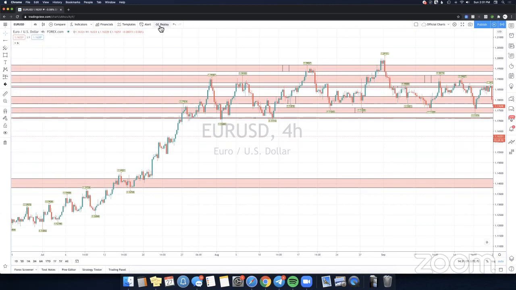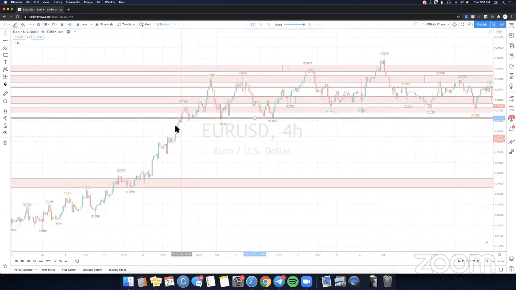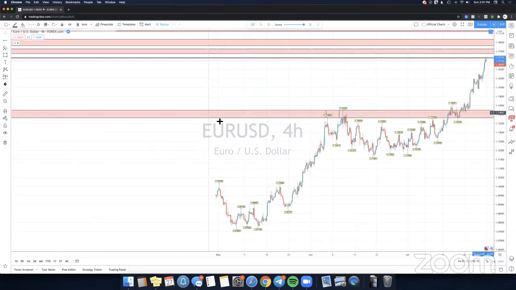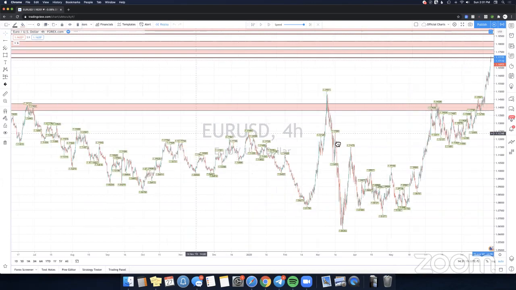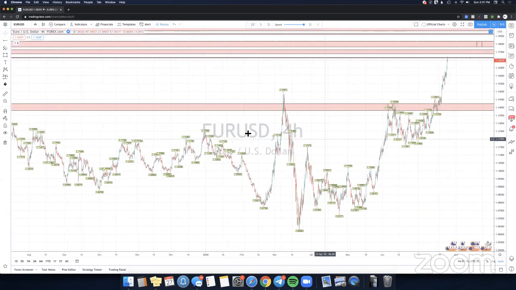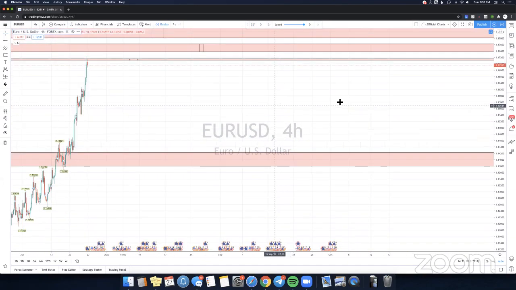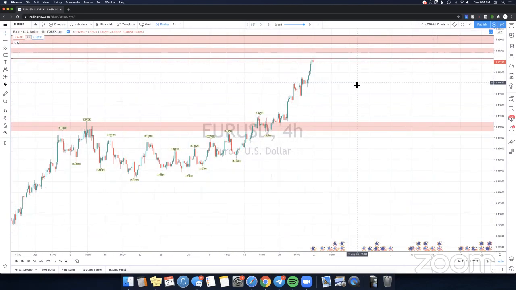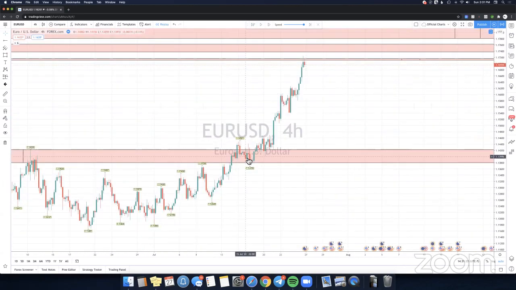So if I rewind to this area right here, let me see if I can find another area where it tested. It hasn't tested that area in a while. But if I was just trading price action, I saw this right here. So you see price break this zone, right?